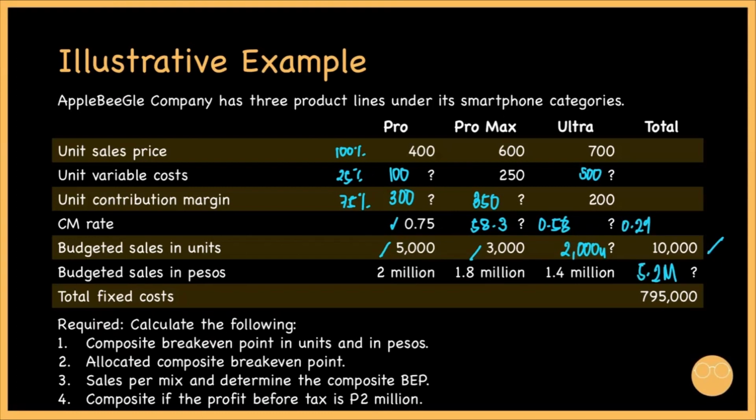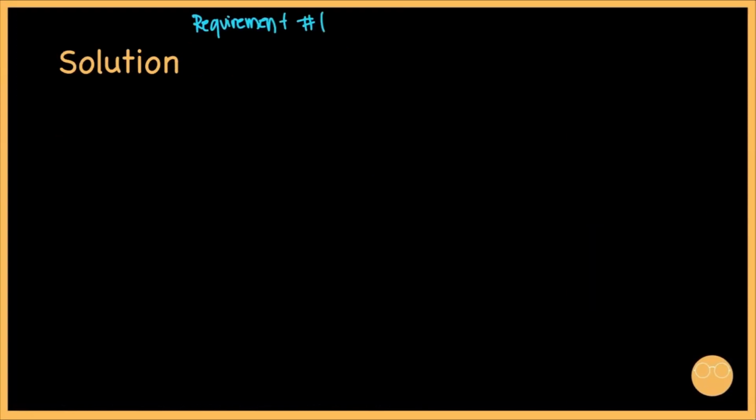Now let's read the requirements. First is to calculate the composite break-even point in units and in pesos. Second is to calculate the allocated composite break-even point. Then we should be able to determine the sales per mix and determine the composite BEP. And lastly, we will compute the composite if the profit before tax is 2 million pesos. Now let's compute for requirement number one.